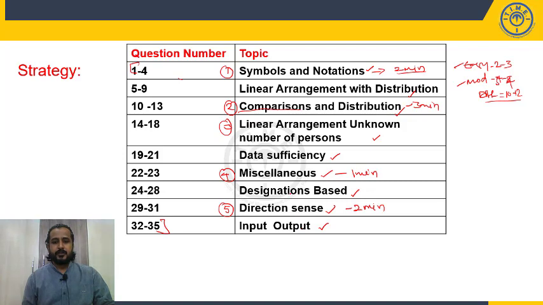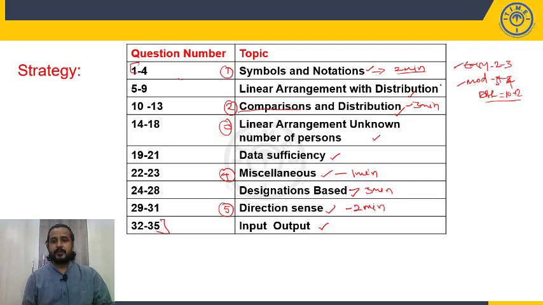Now, input output and designation based. Designation based is linear arrangement with distribution. As we know the basic structure of designation based and we don't have any extra parameters for this, you may give preference to this. It may take 3 minutes to complete and we have 5 questions under this. Input output and data sufficiency will be given the last preference.